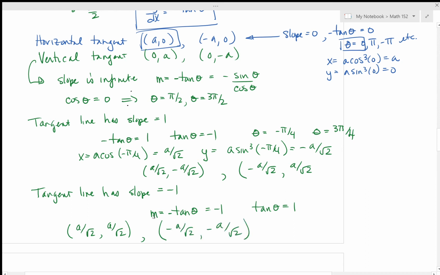Okay, so we have answered all the questions. So that is a calculus 1 type of problem, slope of a tangent line, and that is something we can do now. We use the chain rule, and we can do it now with a parametrically defined curve.